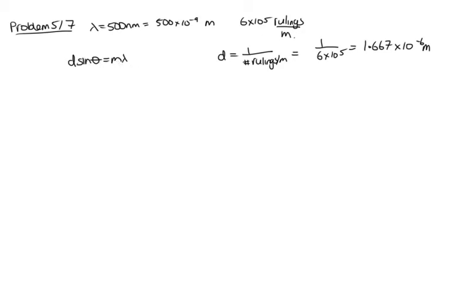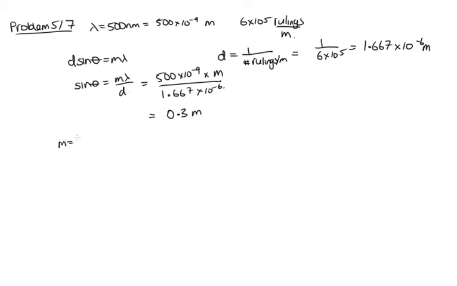Okay, and what we're trying to work out is theta, so we can rearrange this, and we've got sine theta is equal to m lambda over d. And m is an integer that tells us the order. So we've got 500 times 10 to the minus 9, that's our lambda, times m over the spacing, 1.667 times 10 to the minus 6. Solving this, we end up with 0.3 m for sine theta. And we're asked to find theta for all the orders that we can see.